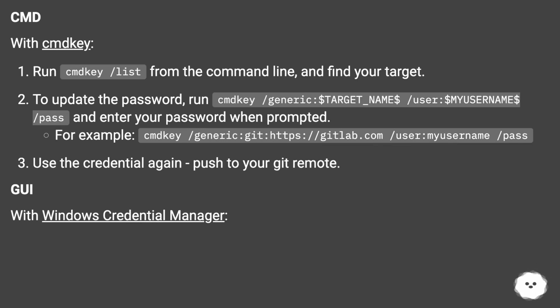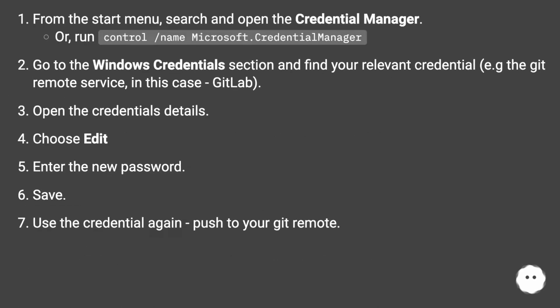GUI. With Windows Credential Manager. From the Start menu, search and open the Credential Manager. Or, run control /name Microsoft.CredentialManager. Go to the Windows Credentials section and find your relevant credential, e.g. the Git remote service, in this case, GitLab. Open the credentials details, choose Edit, enter the new password, save, use the credential again, push to your Git remote.